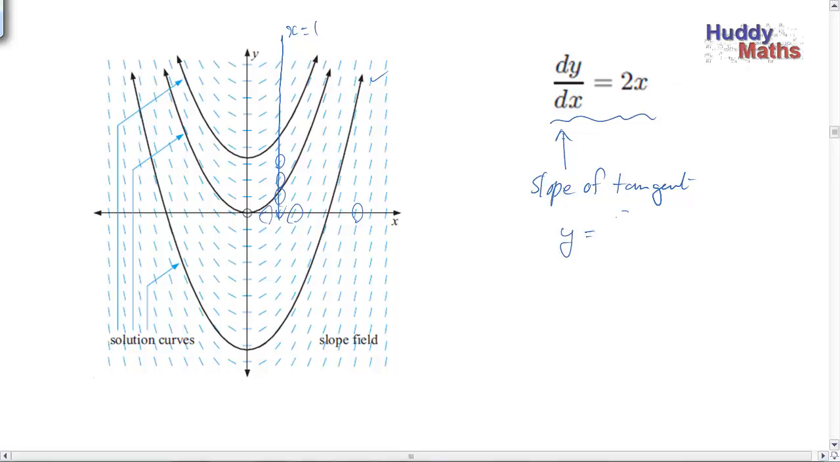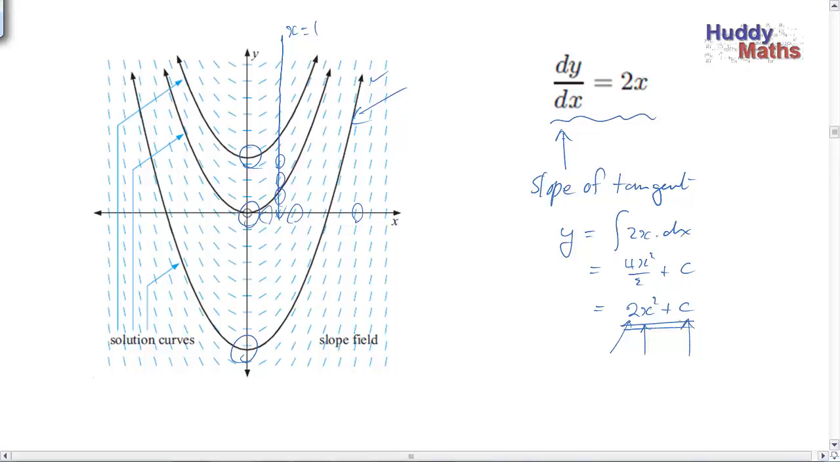Let's integrate. y would be the integral of 2x with respect to x, which is 2x squared on 2 plus c, so this is x squared plus c. So you can see they're pretty steep parabolas here, and the c gives the different translations in the y direction. There's your original y equals x squared, symmetrical about the y-axis, and you've changed the steepness.